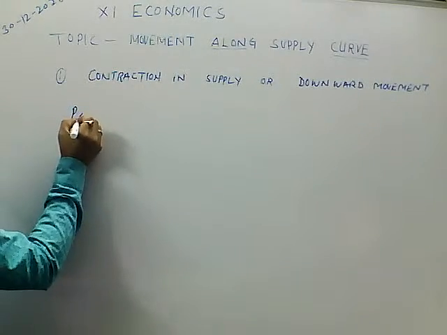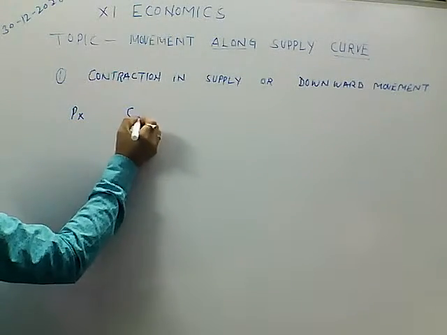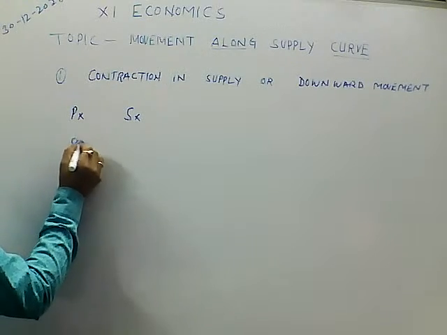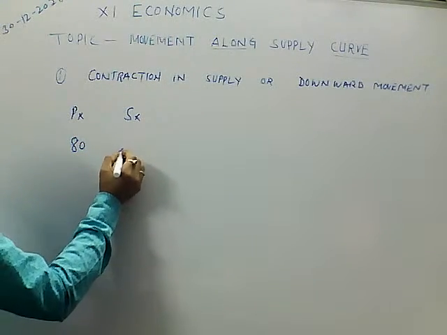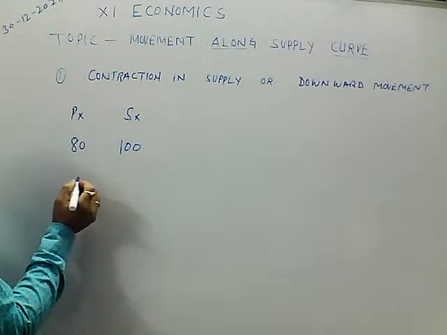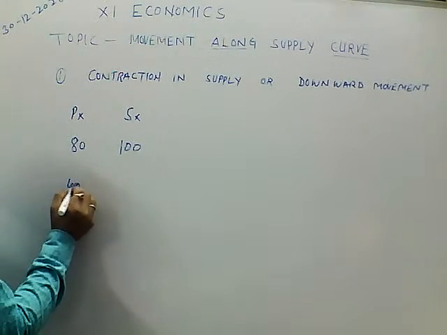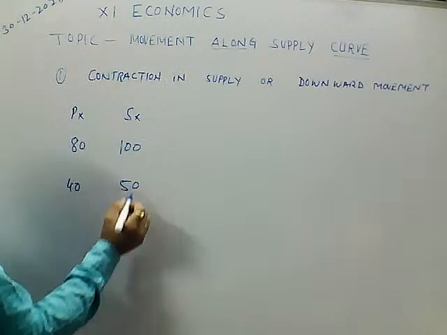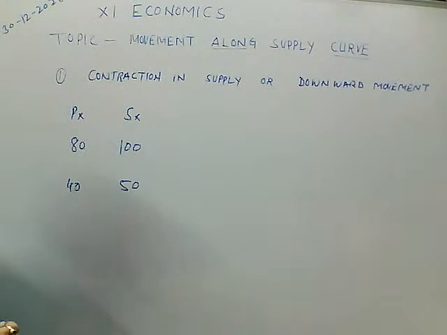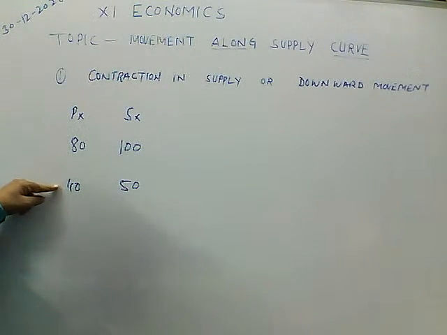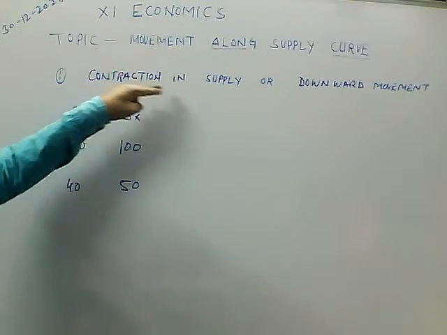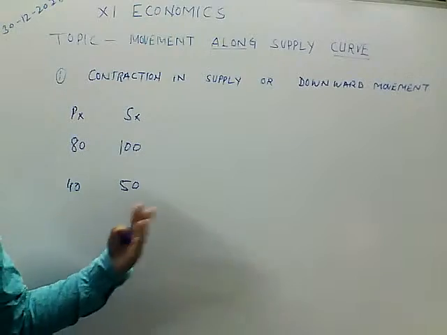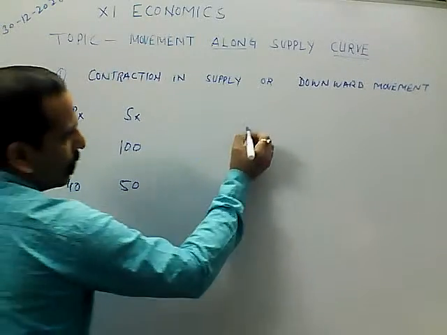Here I am taking the price of X, supply of X. Now price is rupee 80. Here we were increasing the supply. Okay, 60 units. Now price is rupee 40. So supply is 50 units. Okay. So with the fall in the price, there is a contraction in supply or downward movement in the supply curve. Now you are offering fewer units for the sale.